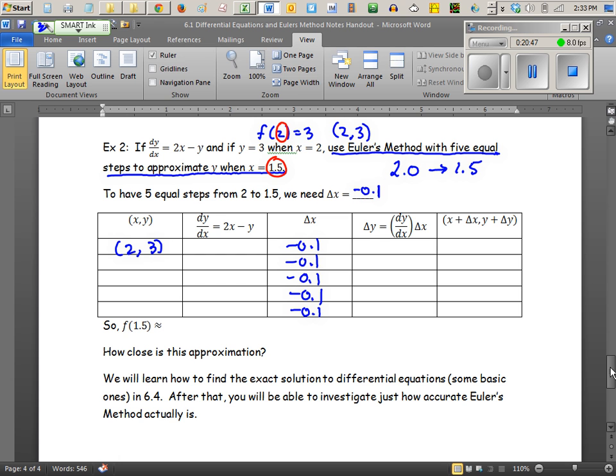Okay, so the first thing you do is you plug these into the differential equation, and you get basically 4 minus 3, which is 1. Multiply the slope column times the run column, and that gives you the rise column. See? So that's going to give you negative 0.1. Then you're going to add your x to your delta x, your y to your delta y, and you're going to get 1.9 comma 2.9 for this particular one, which becomes the first entry on the next row.